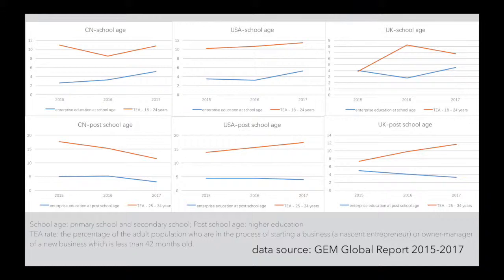Although the growth in the United States is not obvious, it can be seen that the trend is also the same. But in the UK, it is indeed a completely different situation. The trends in both school age and post-school age are opposite. So it can be seen that the impact of entrepreneurship education in different countries is different. And it is very hard to say if enterprise education is really effective.